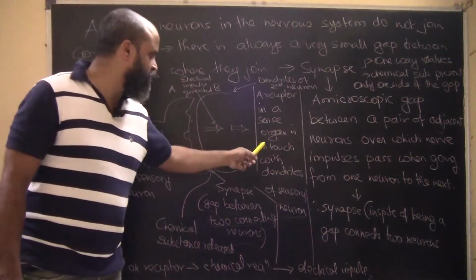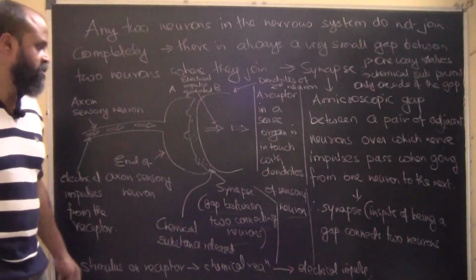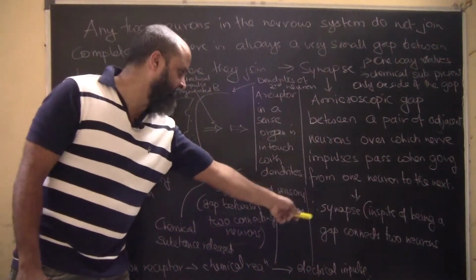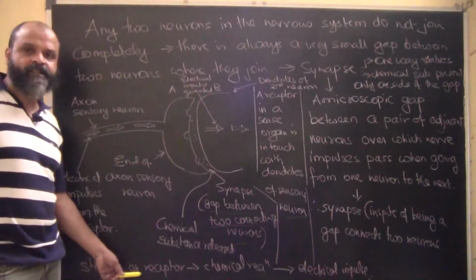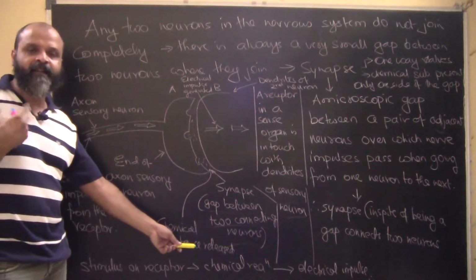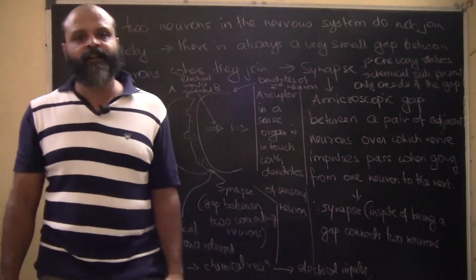A receptor is a sense organ which is in touch with the dendrites of a sensory neuron. That's how the synapse works. In spite of being a gap, the synapse connects two neurons. A stimulus is generated on the receptor, a chemical reaction is generated, and this chemical reaction generates an electrical impulse.